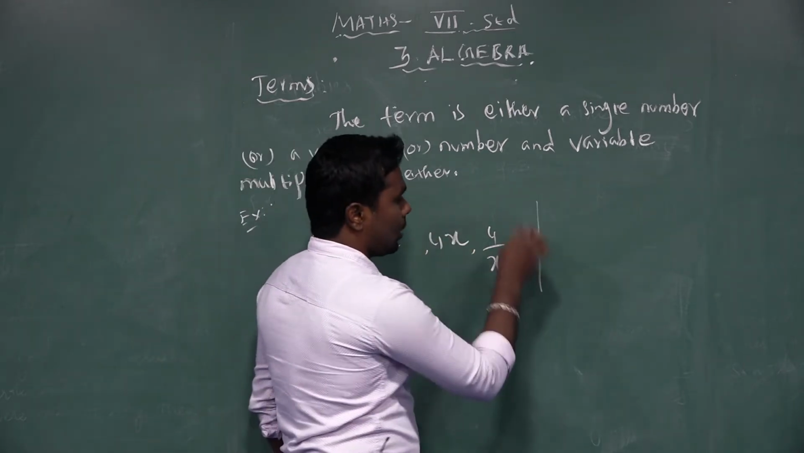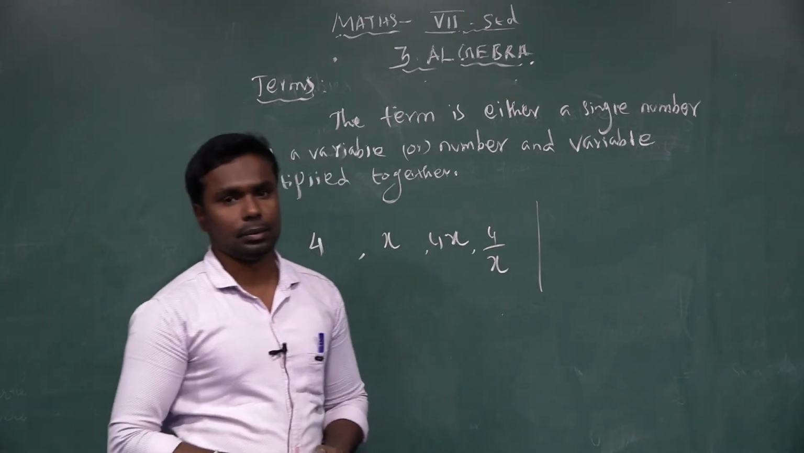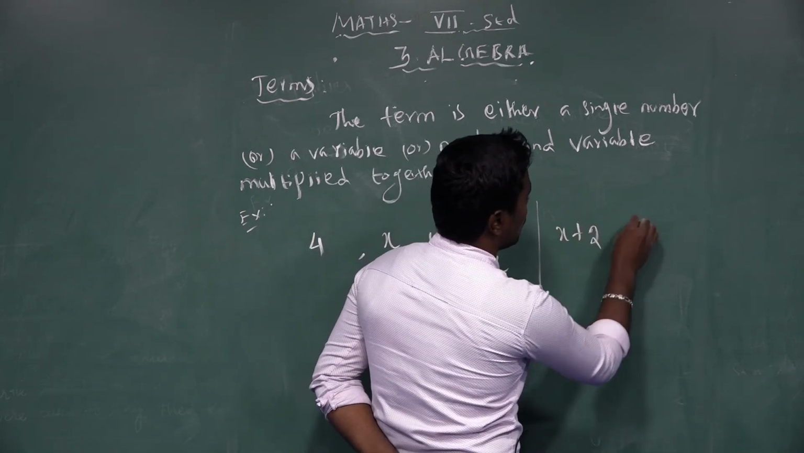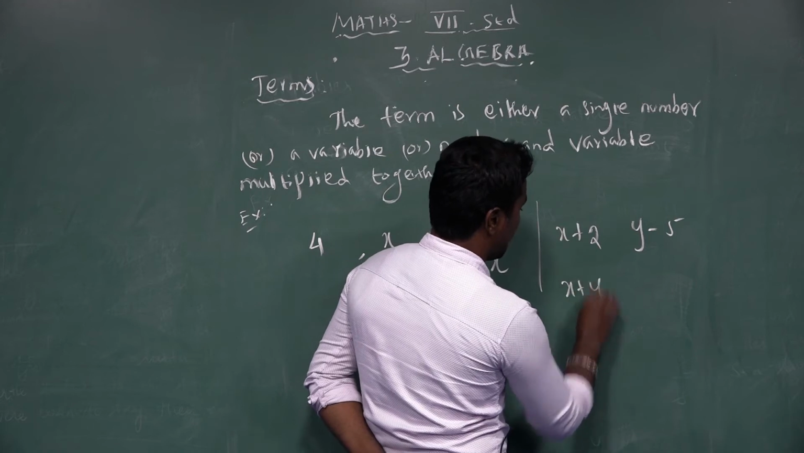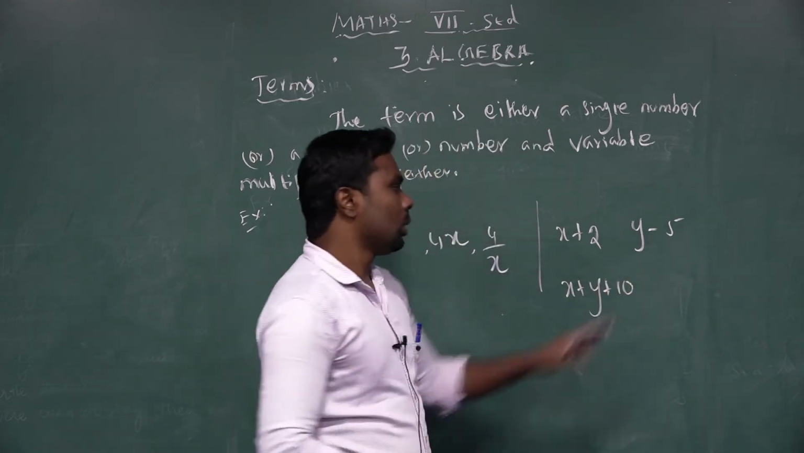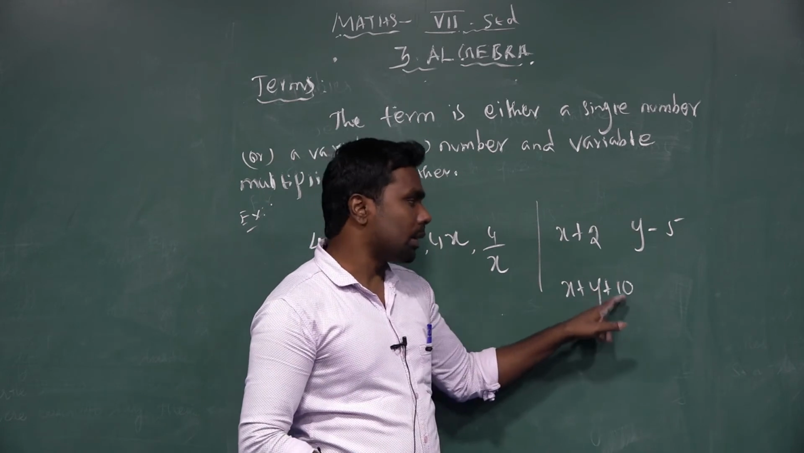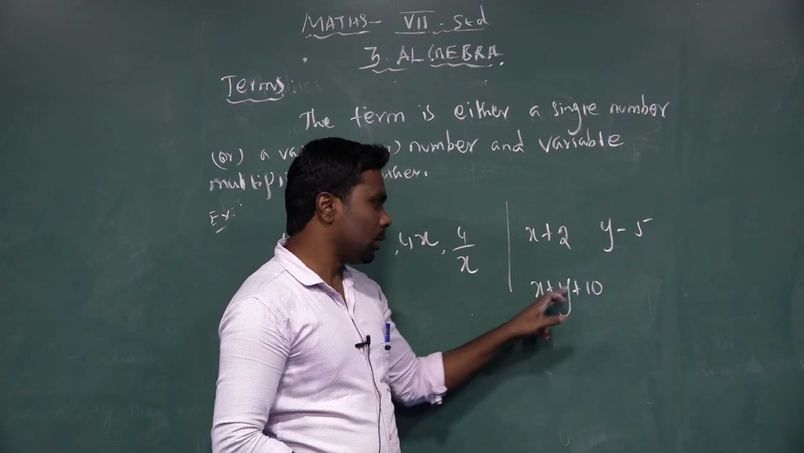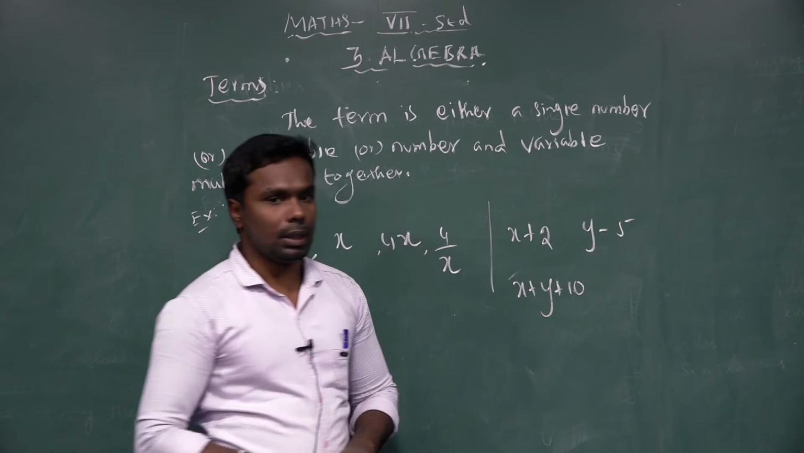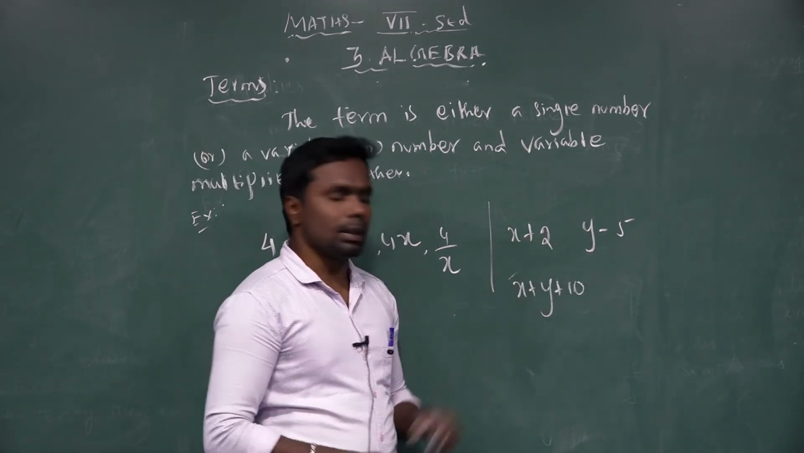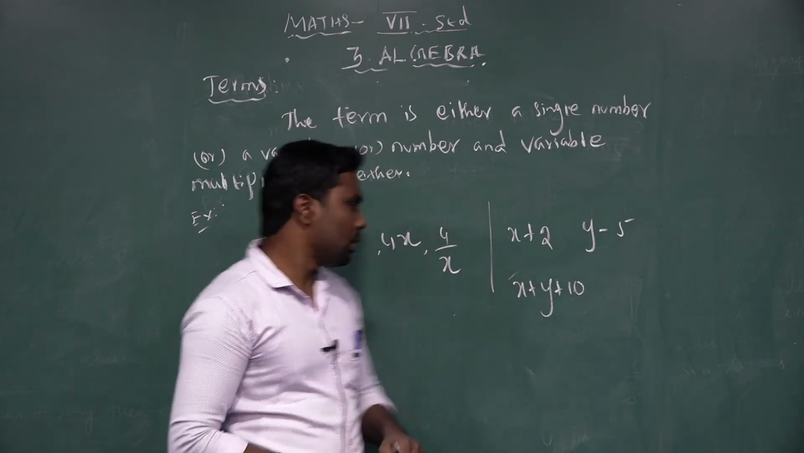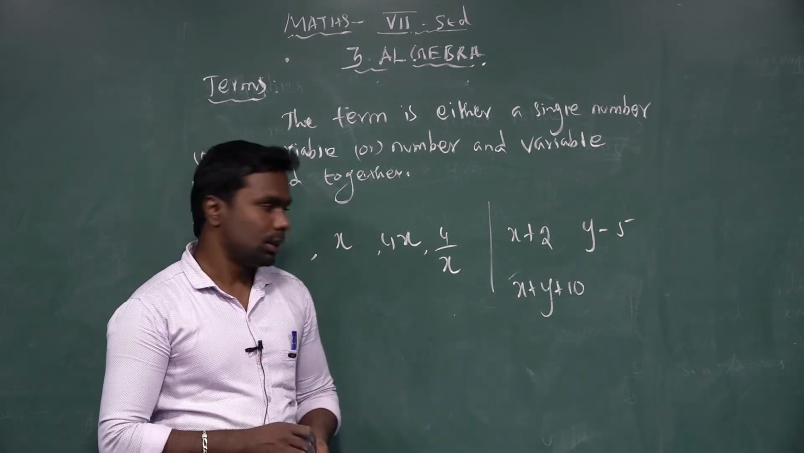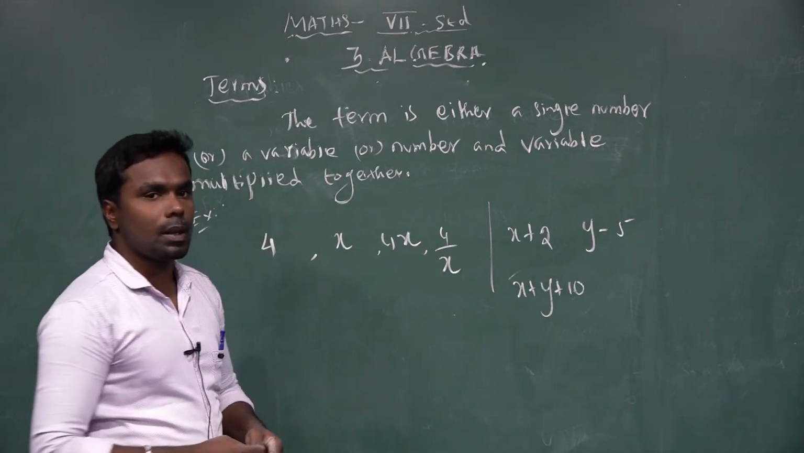Suppose we use addition and subtraction, which separate the terms, for example, x plus 2, y minus 5, x plus y plus 10. Here two terms, here also two terms, and here 1, 2, 3, this expression has 3 terms. So addition and subtraction separate the terms, but multiplication and division do not separate the terms, which means it is considered a single term.